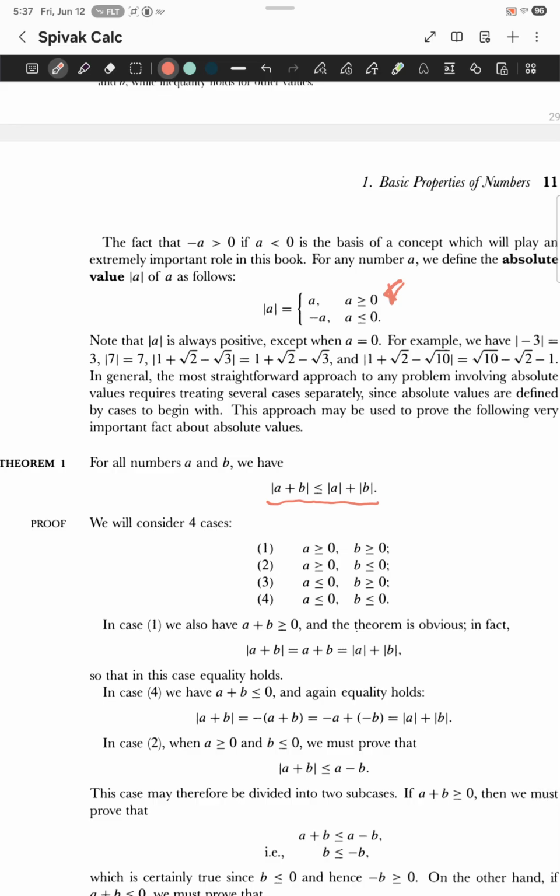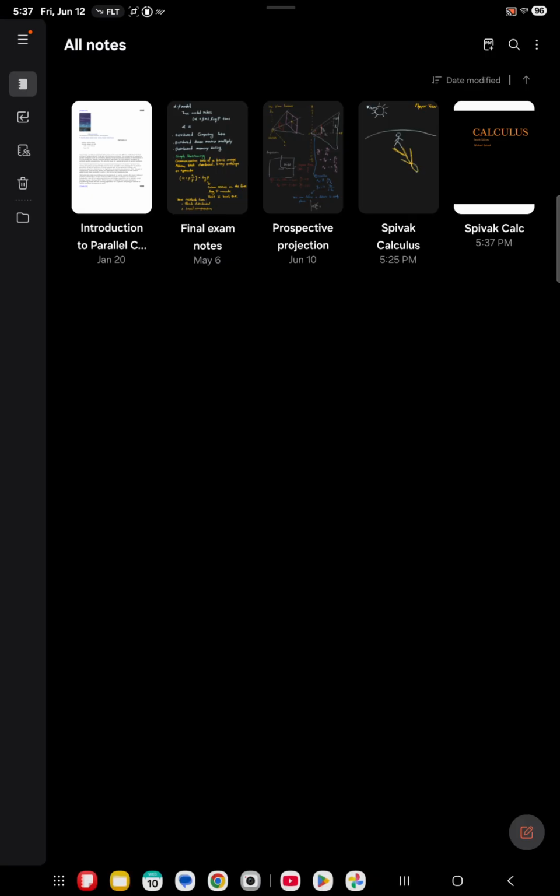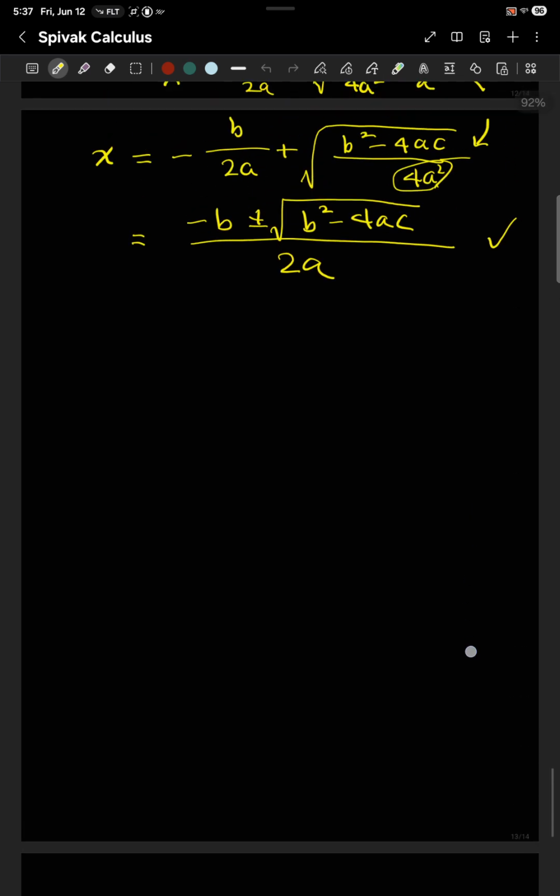Before we start looking at the proof, let's try to solve it ourselves, because that's the most effective way for us to learn, right? So let's do that.